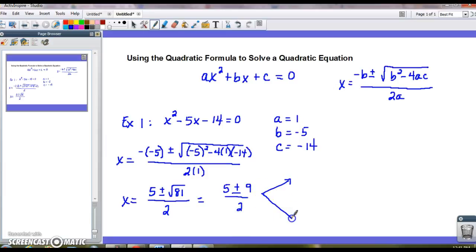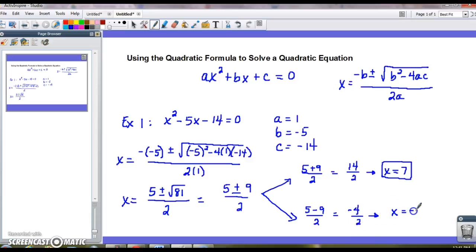So in fact here I have two answers. I have 5 plus 9 over 2, and I have 5 minus 9 over 2. When I solve this, I get 14 over 2, so one of my answers is x equals 7. And my other answer comes out to be x equals negative 2. So it's not a difficult formula to use. It's just knowing what goes where in the formula and then solving it from there.